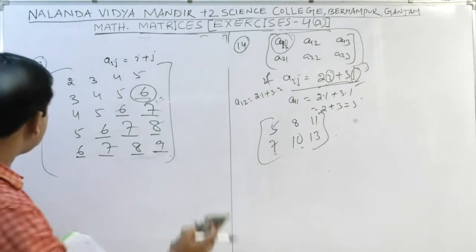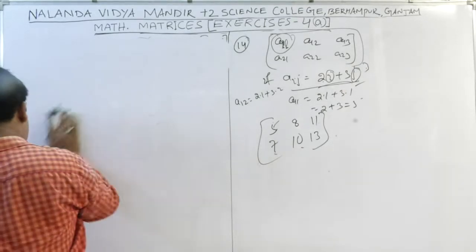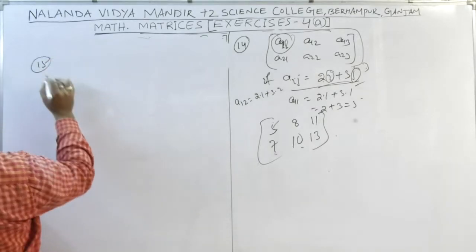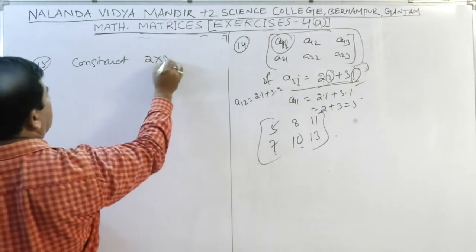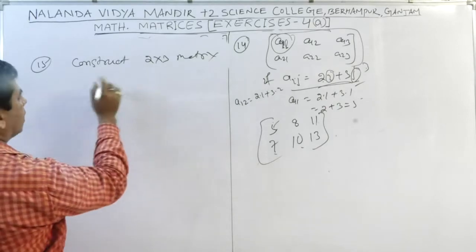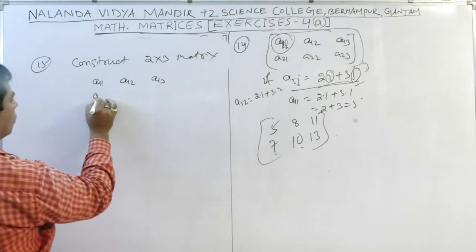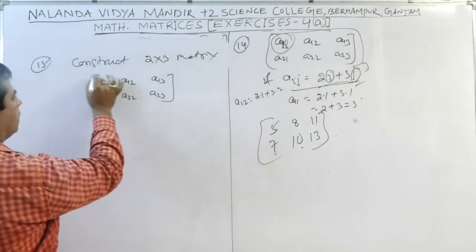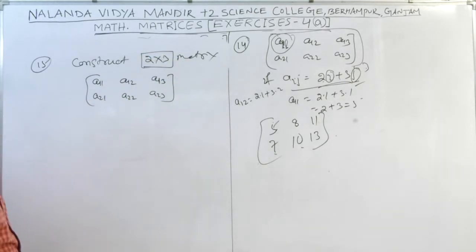Okay? Now, question number 15. Construct a 2 cross 3 matrix. A 2 cross 3 matrix means 2 rows, 3 columns, that is a11, a12, a13, 3 columns and 2 rows, a21, a22, a23. This is our matrix of order 2 cross 3.